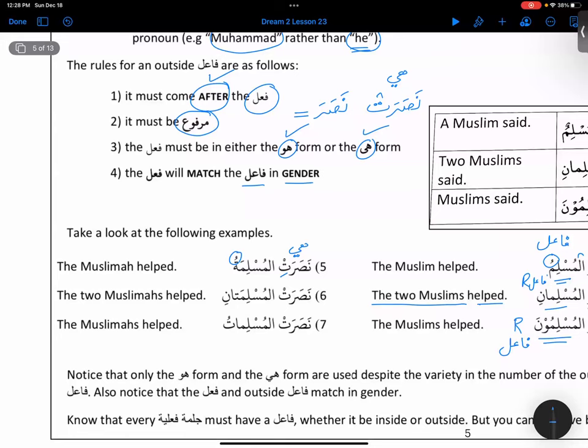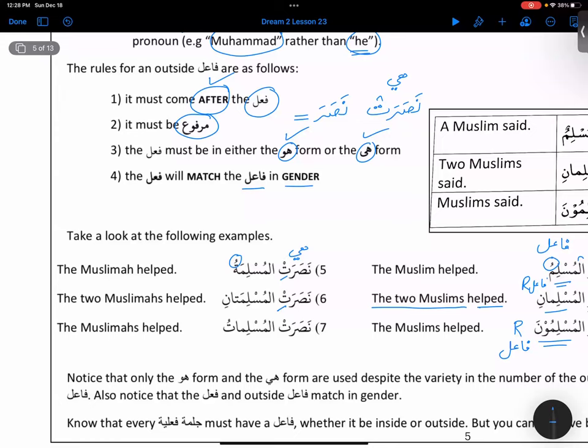Now, Nasaratil Muslimatani, the two Muslim ladies helped. So here is the dual version, then my fail should also be dual. With any version, it could be singular, dual, or plural. Nasaratil Muslimatu: all these Muslim ladies helped.